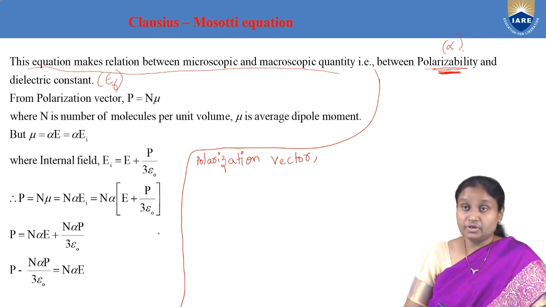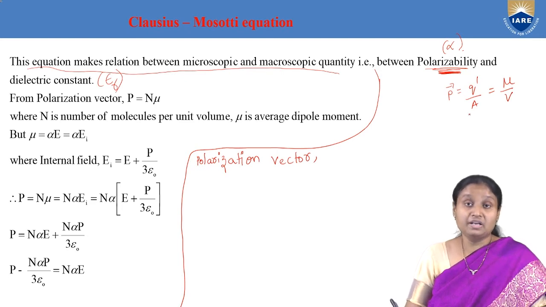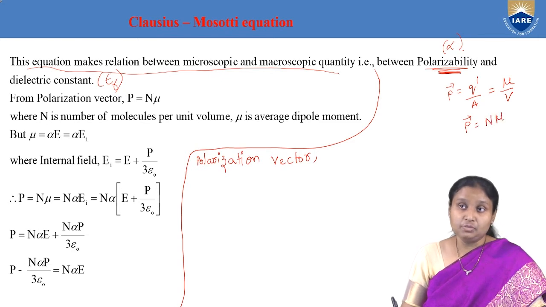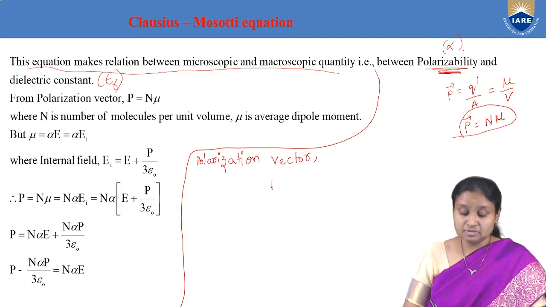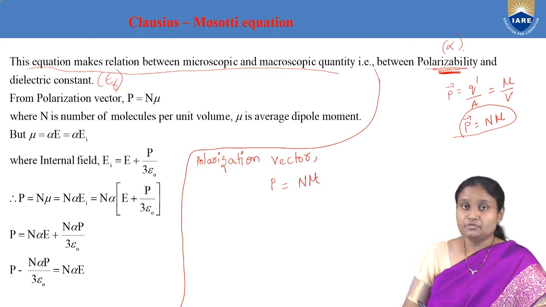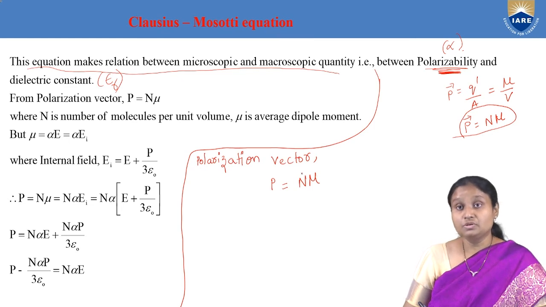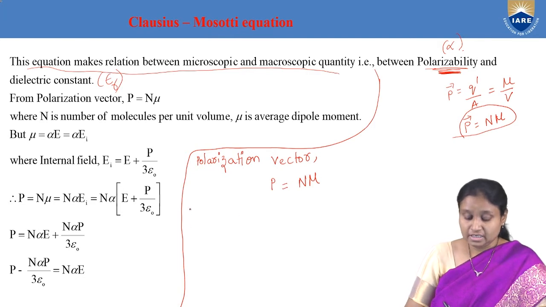And how have we defined the polarization vector? We have defined the polarization vector as induced charges per unit area or induced dipole moment per unit volume. And if there are n number of atoms or molecules per unit volume of the dielectric, then P is taken as n mu. So I'm making use of this formula here. Here, n is the number of atoms or molecules per unit volume of the dielectric. Now, what is mu? Mu is our induced dipole moment.